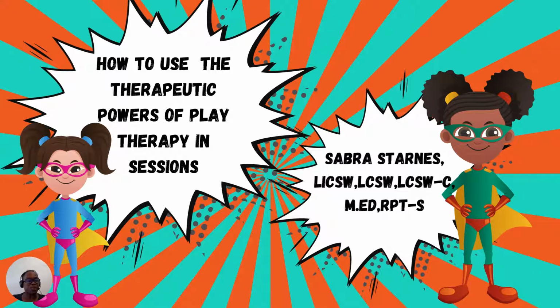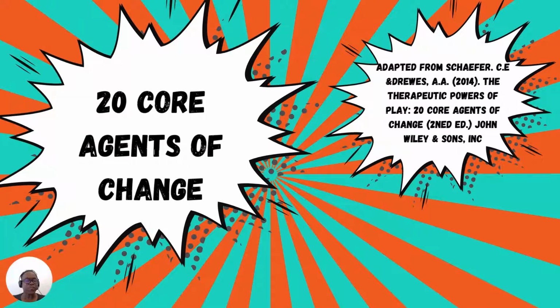And so the Therapeutic Powers of Play was created by Dr. Charles Schaefer. He created this way of looking and being as clinicians in the play therapy room that really expands upon many areas. One of the main areas I'll be talking about is that there are 20 core agents of change. Dr. Charles Schaefer, who is one of the co-founders of the Association for Play Therapy, came up with the therapeutic powers in 1993, and since then it has been expanded upon through clinical experience and research, and now includes these 20 core agents of change.